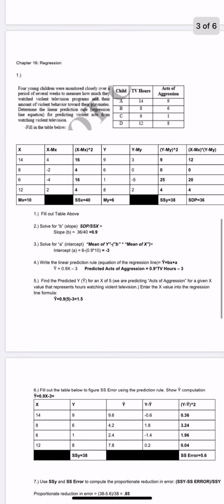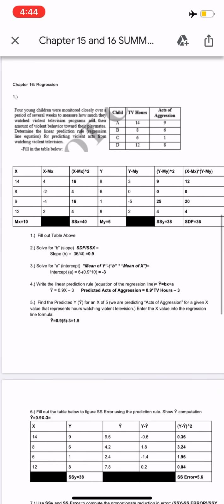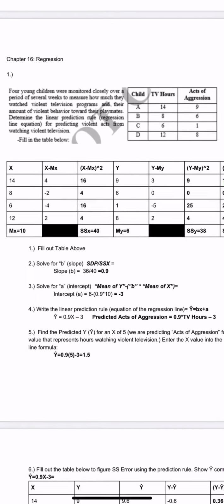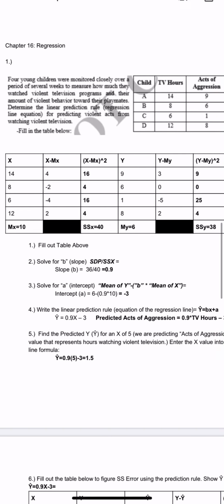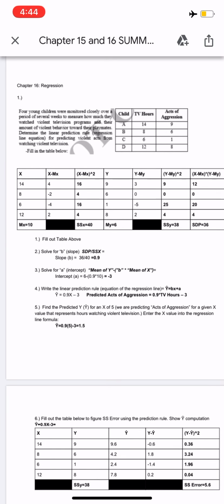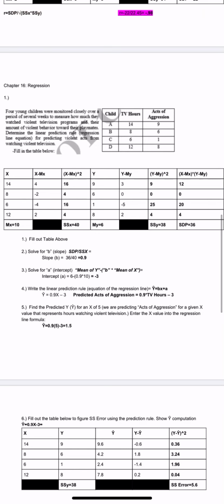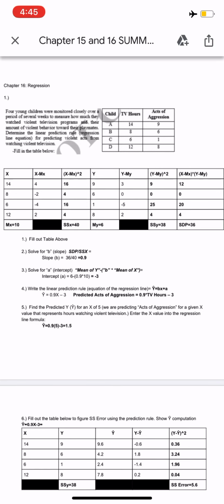All right. Now we're going to go right off those TV hours and acts of aggression. Same question for regression. So on your test, these questions are going to be combined into one question. So what's the first step in solving for regression? It's filling out the table that we just filled out. So we're not going to go over that. Now we're going to go to how we get the slope.